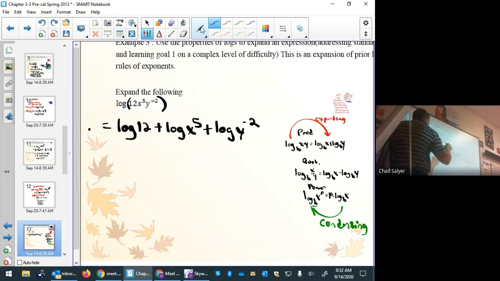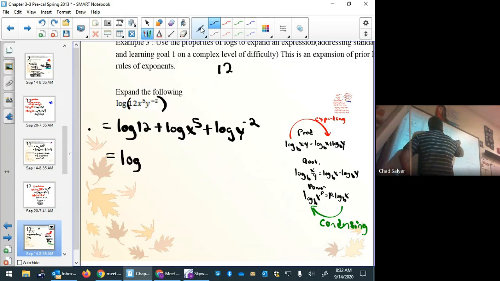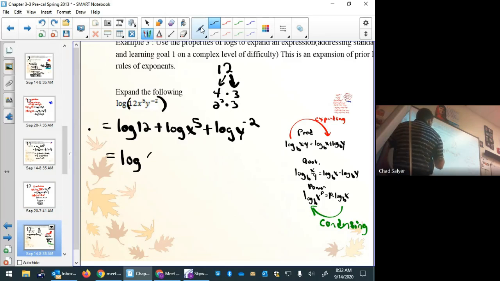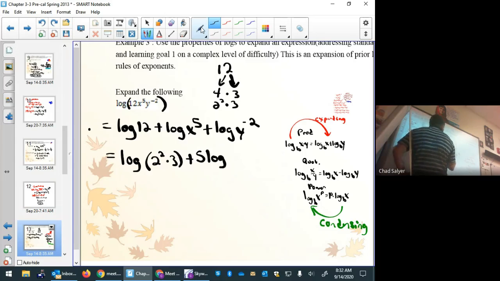All right, so now is when we're going to apply the power property. You need to rewrite your argument in terms of primes. So I'm going to rewrite 12. That's going to be 4 times 3, which is 2 squared times 3. And so I'll go ahead and rewrite this term as 5 times log of x, and this term as negative 2 times log of y. So I applied the power property to these two terms.